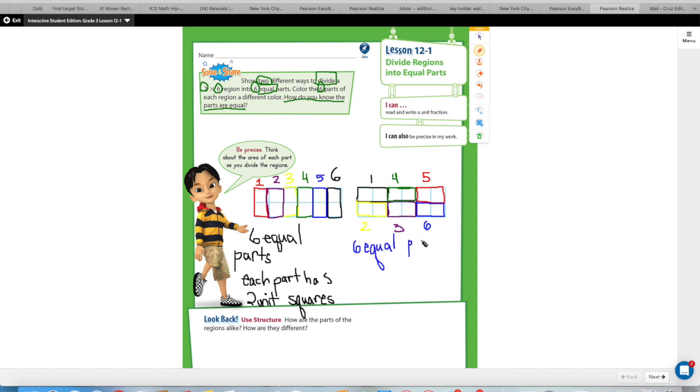So if you cut the cake differently, even though you cut it differently, it would still equal the same amount per part. You would still have 2 unit squares per part.